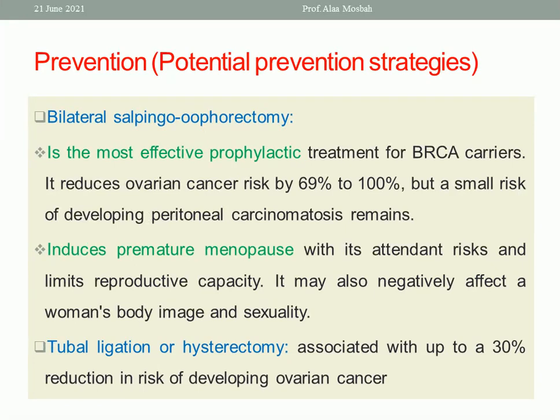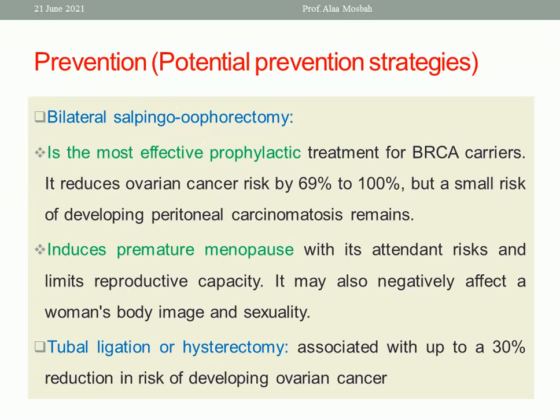How to prevent? As done by one of the famous actresses, she had a bilateral salpingo-oophorectomy because she has a positive BRCA gene mutation. So bilateral salpingo-oophorectomy is the most effective prophylactic treatment for BRCA carriers. It reduces ovarian cancer by 69% to 100%, but a small risk of developing peritoneal carcinomatosis remains.